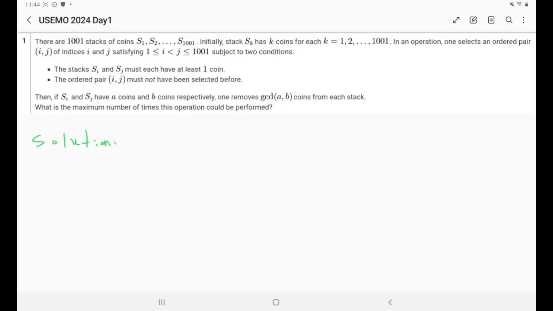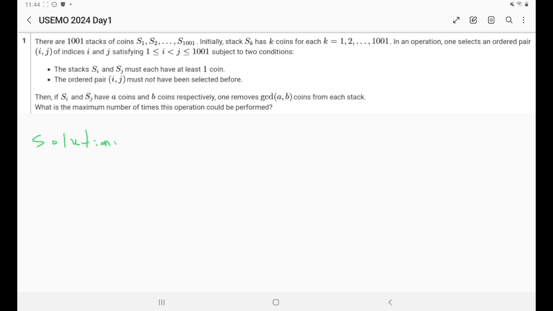Alright, so problem 1 is a combinatorial question. As you can see, we have 1001 stacks of coins, S1, S2, up to S1001, and each stack, Sk, has k coins.